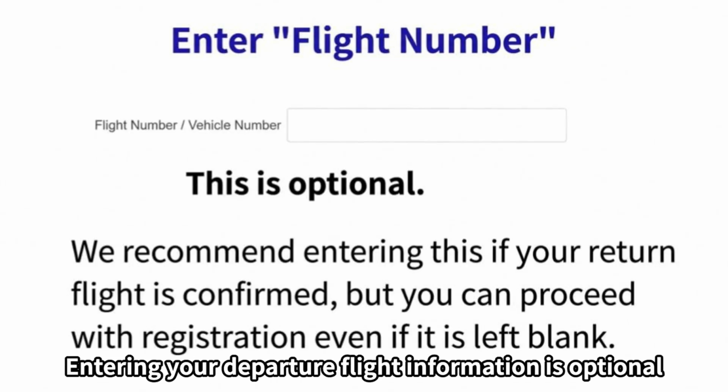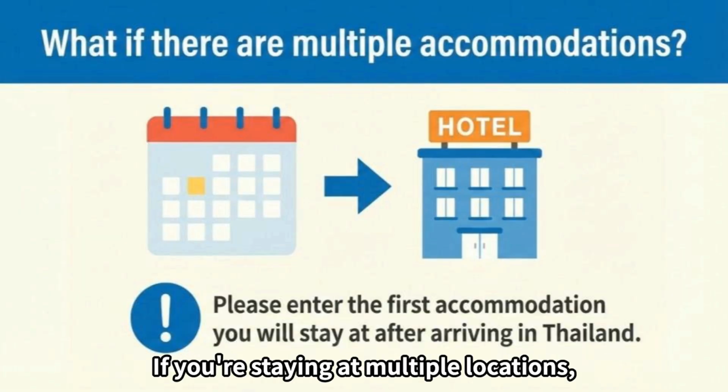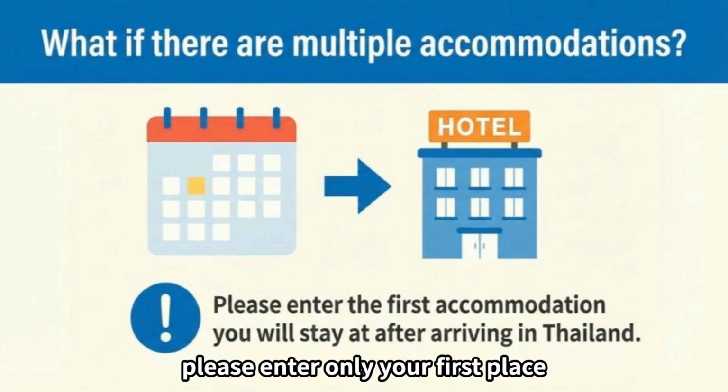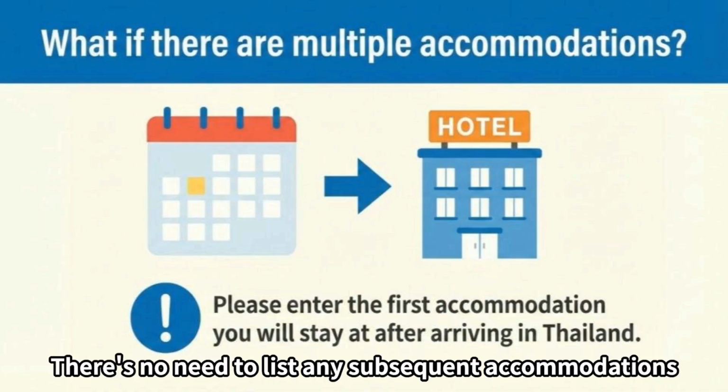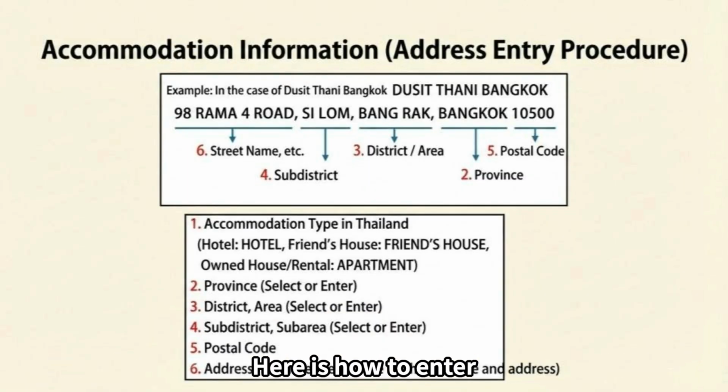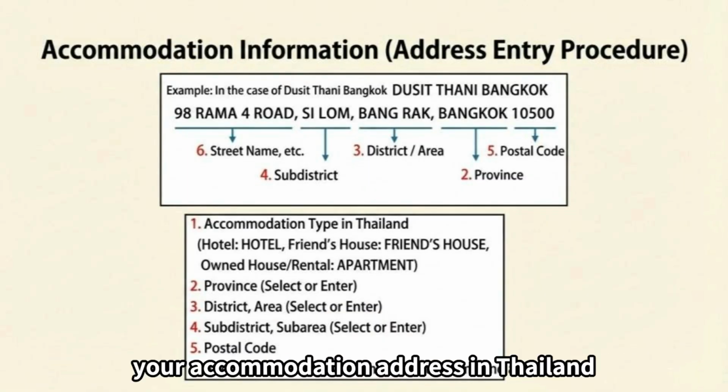Entering your departure flight information is optional. If you're staying at multiple locations, please enter only your first place of stay upon arrival in Thailand. There's no need to list any subsequent accommodations. Here is how to enter your accommodation address in Thailand.